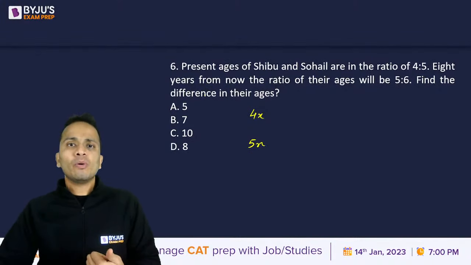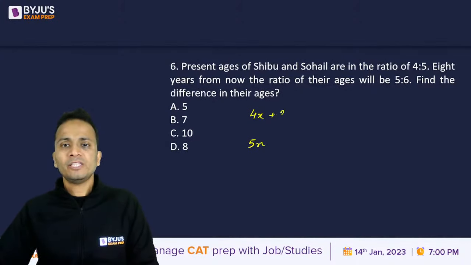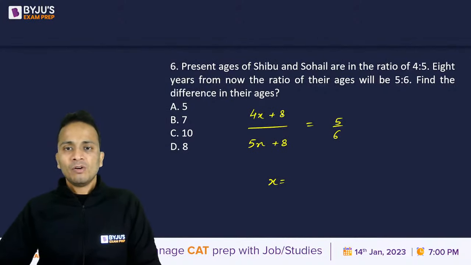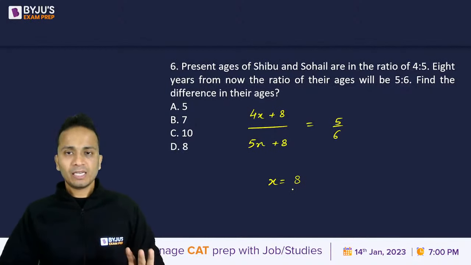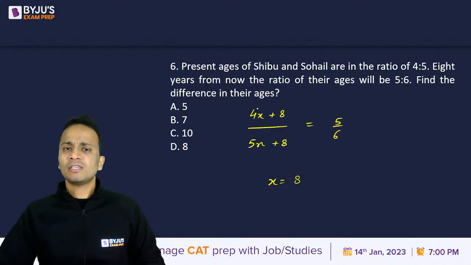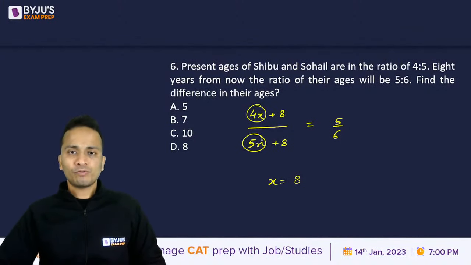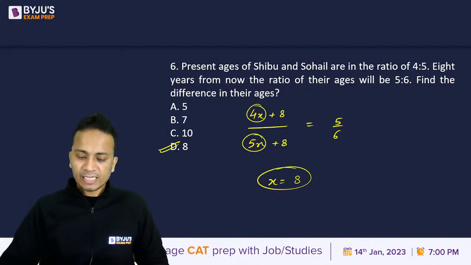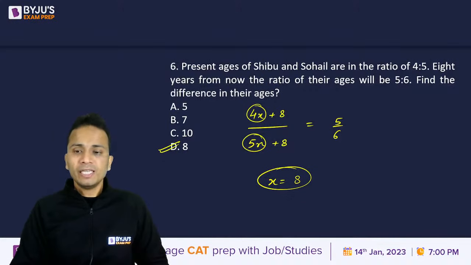Now, 8 years from now, that means after 8 years, the ages of each of these persons will increase by 8. The ratio will become 5:6. Just need to calculate the value of x. What will the value of x be? 25 minus 24 is x. 48 minus 40 is 8. So x is equal to 8. Now we have to find the difference of their ages, difference of their present ages, obviously. So 4x and 5x, what will the difference be? x. And we already have the value of x. Correct answer is option D, that is 8.